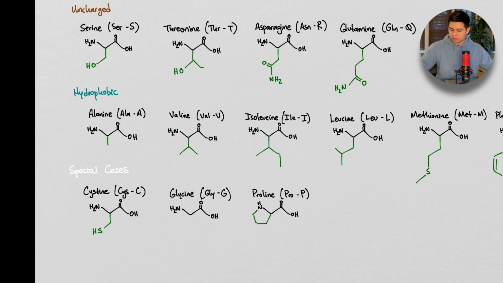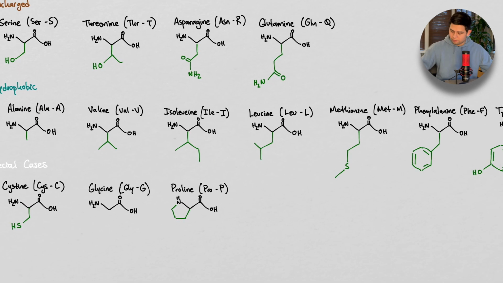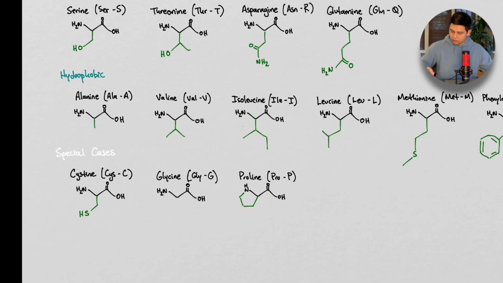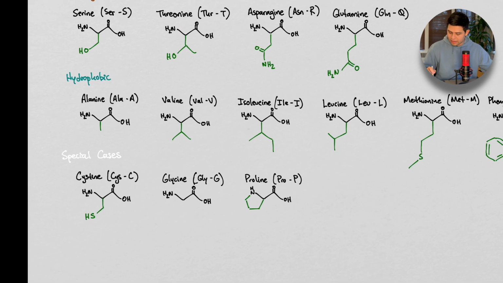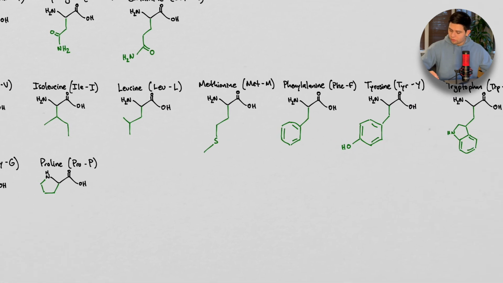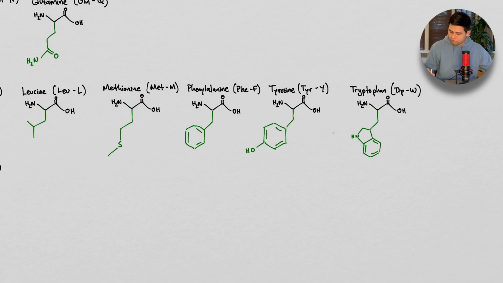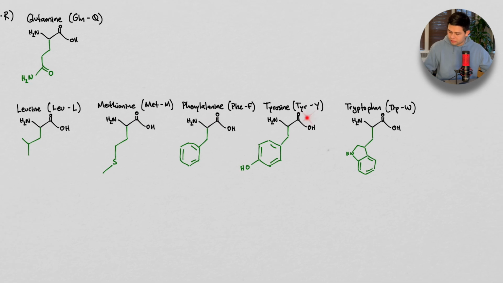So the hydrophobic ones, there's going to be a lot of these, right? These are all of them. So we have alanine, valine, isoleucine, and leucine. These all just have carbons on them. And then we have methionine, phenylalanine, tyrosine, and tryptophan.